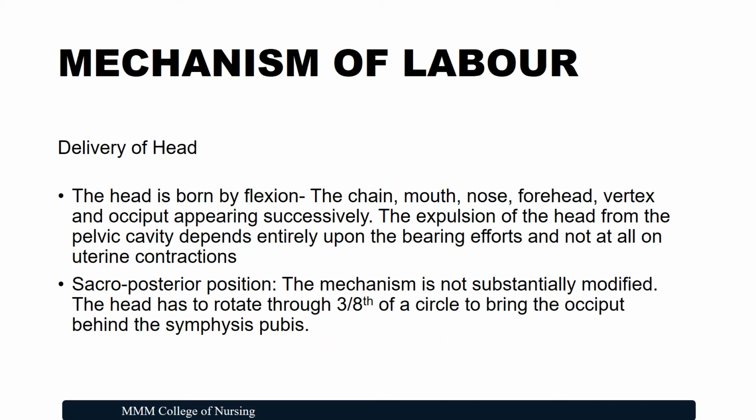The head is born by flexion, the chin, mouth, nose, forehead, vertex and occiput appearing successively. The expulsion of the head from the pelvic cavity depends entirely upon the bearing down efforts and not at all on the uterine contractions. Sacroposterior position: the mechanism is not substantially modified. The head has to rotate through 3/8 of a circle to bring the occiput behind the symphysis pubis.